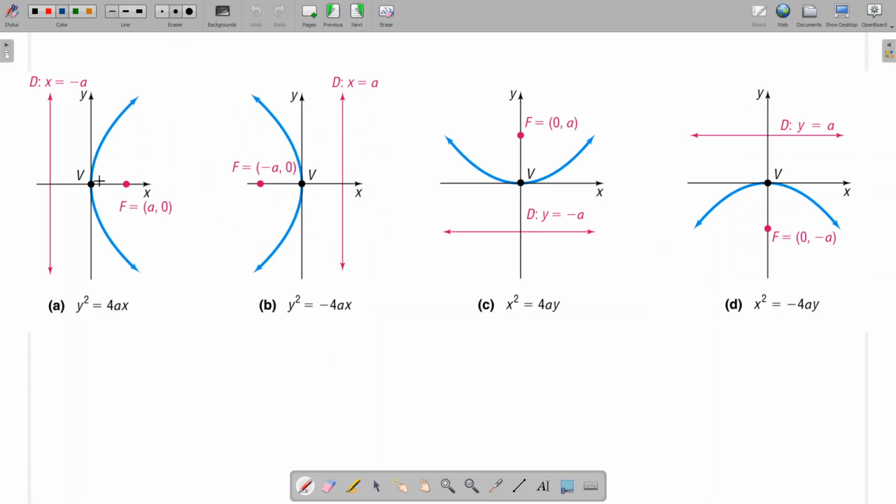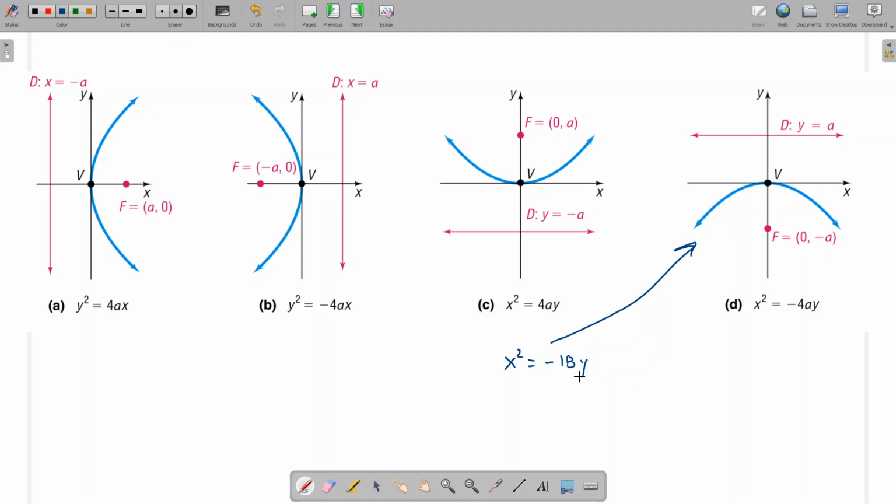Now, both of our examples open to the right. It is possible for them to open to the left, and that simply happens when a is negative, or if you just see a negative out in front of this. So that's all that these images are indicating. If you had, for example, x squared equals negative 18y, well, that tells you your picture is going to look something like this. It's going to be frowning.